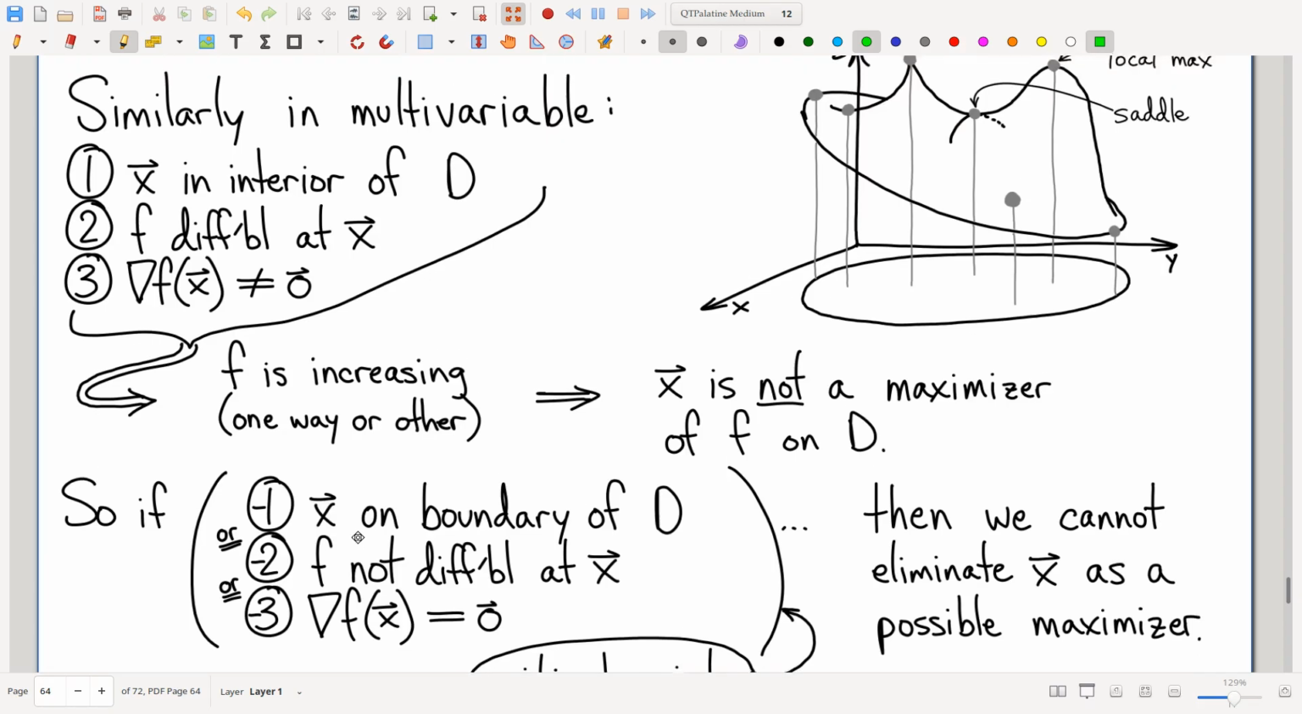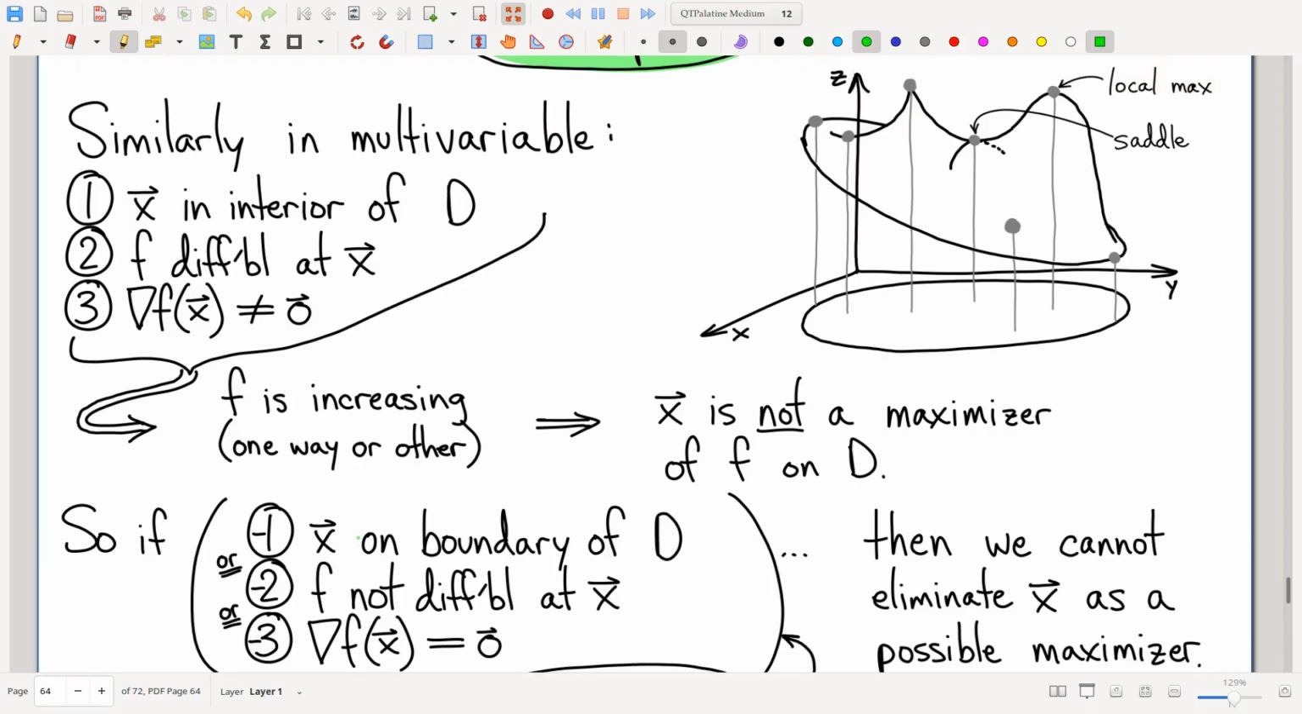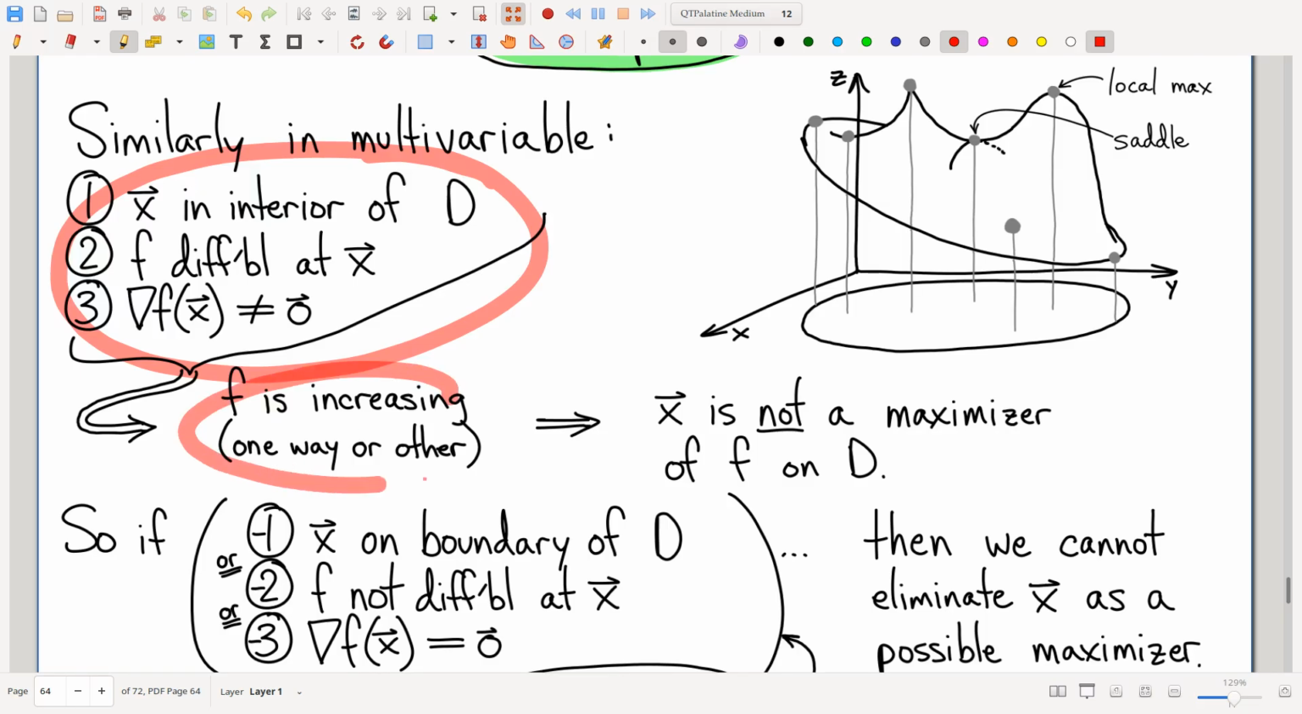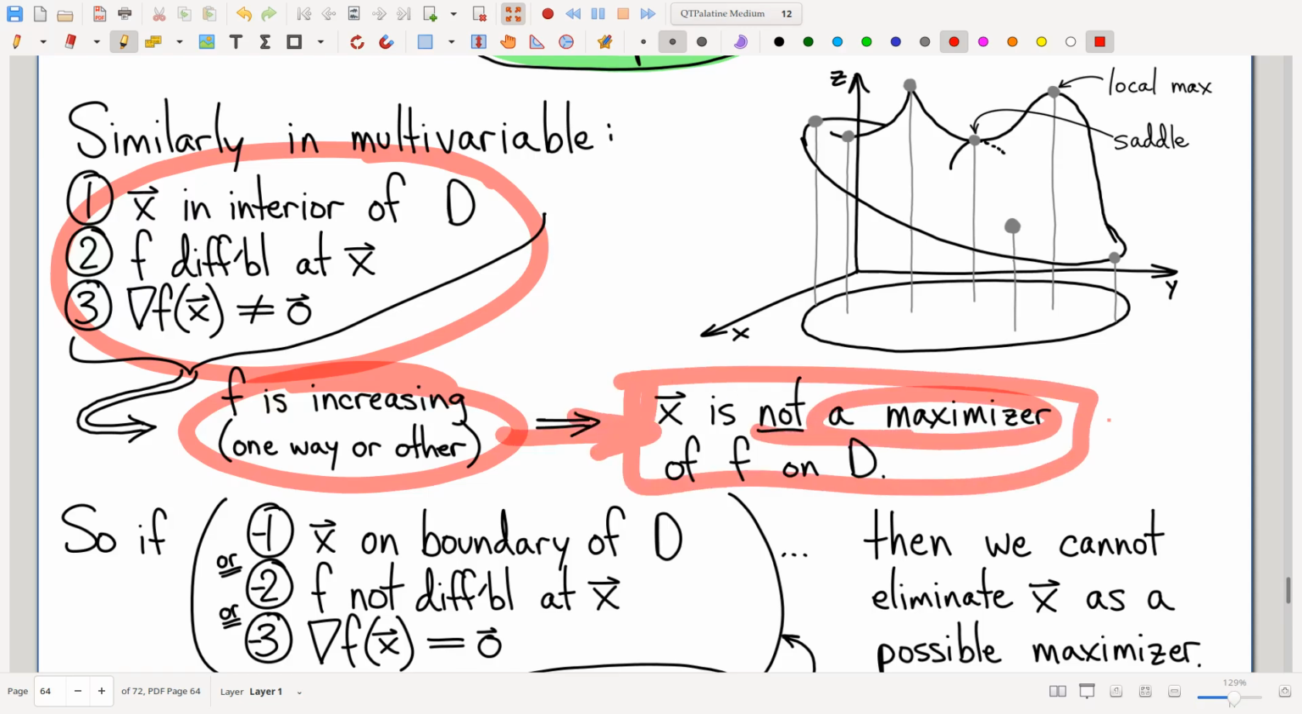It's the same in multivariable. Same deal. Again, the great majority of points in the domain of most functions that you're ever going to experience are in the interior of the domain where the function's differentiable and the gradient's not 0. And at such a point, the function is still in the process of increasing and therefore could not possibly be a maximizer. I think it makes more sense like that. So again, a process of elimination that eliminates the overwhelming majority of the points.